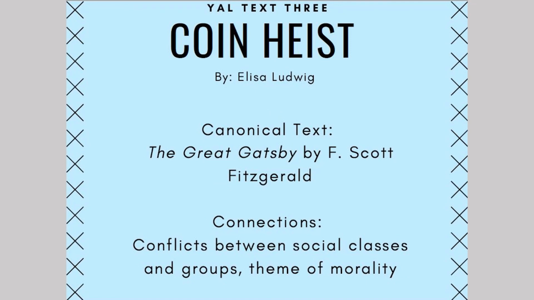While F. Scott Fitzgerald's The Great Gatsby may not seem to fit with a teen heist novel, they actually pair very well. The undertones of social class and the conflicts that occur between those groups is prevalent in both novels. Additionally, the ideas of morality and the difficulty in deciding what is right and what is wrong is a theme in both texts.